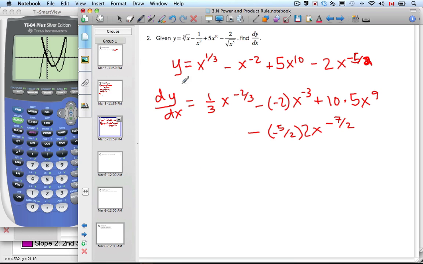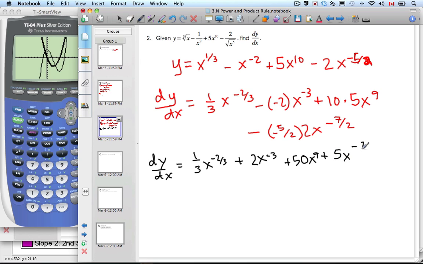All right, that's really ugly. We got to clean it up. Yeah, let's make it look a little bit nicer. So, not much we can do with the first part. So we get 1/3 x to the negative 2/3 plus 2x to the negative 3 plus 50x to the 9th plus 5, right, because the 2's cancel, x to the negative 7 halves. Sweet.